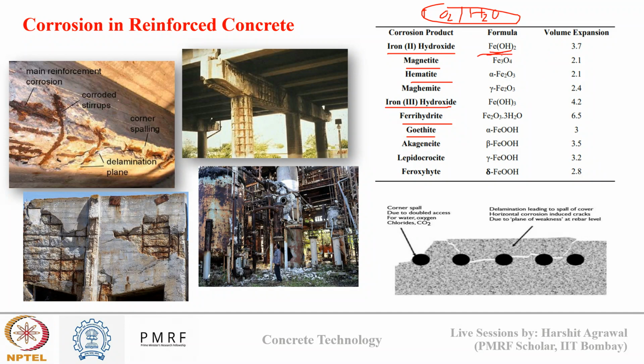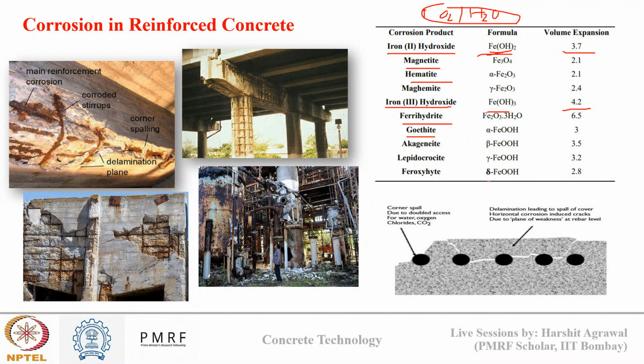Like iron hydroxide, it occupies 3.7 times the volume of iron. Similarly, iron 3 hydroxide occupies 4.2 times the volume of iron. So on average, rust occupies 4 to 6 times more volume than steel. Now inside concrete, we know there is very confined space. Reinforced concrete is very tightly packed.